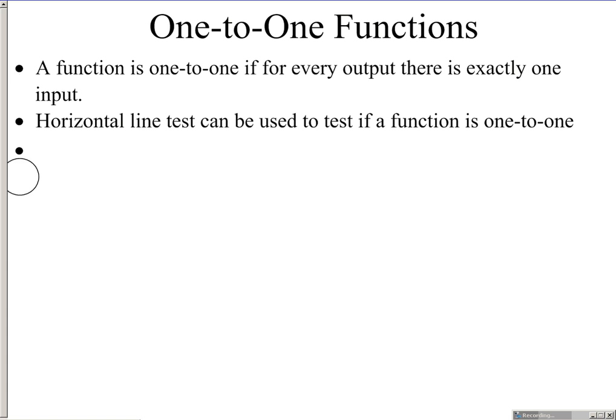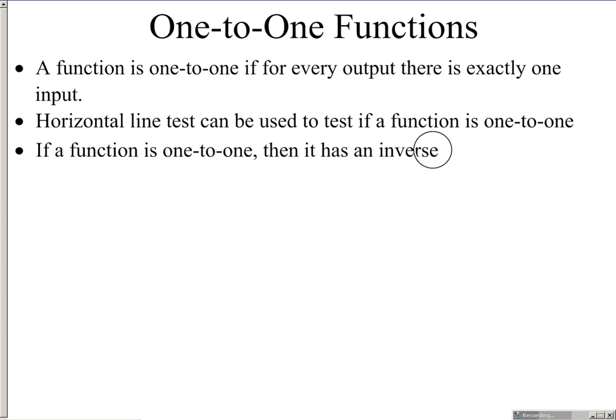The reason that it's important to be able to identify one-to-one functions is that if a function is one-to-one, then we know it has an inverse. If a function is not one-to-one, then it does not have an inverse.